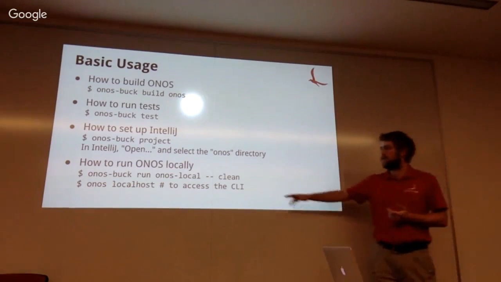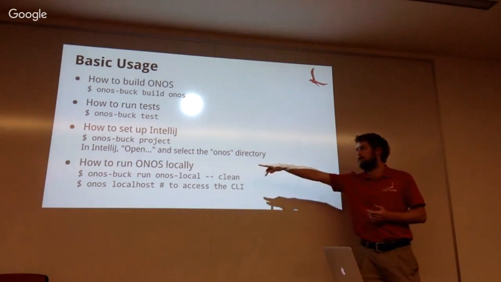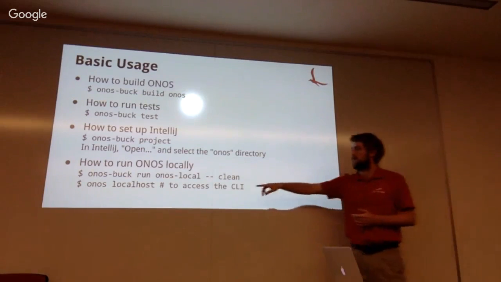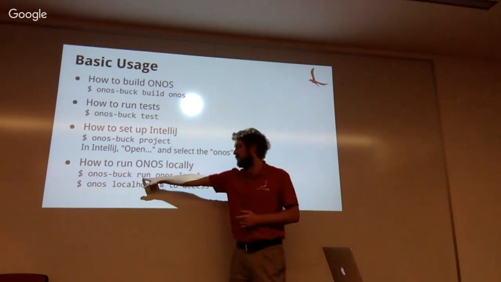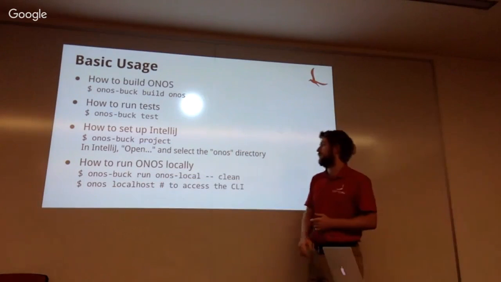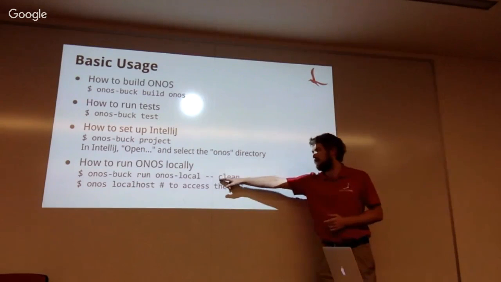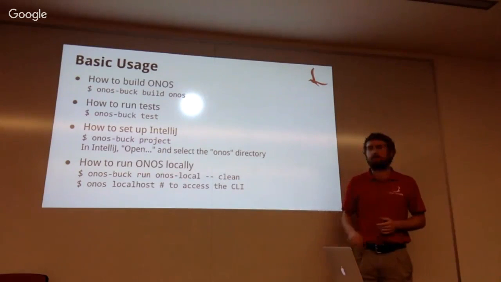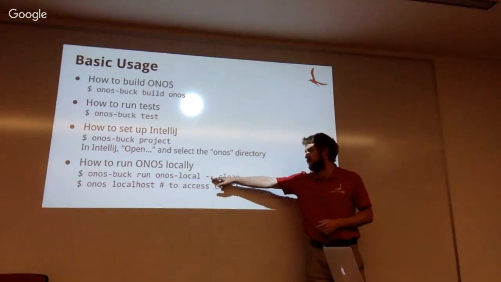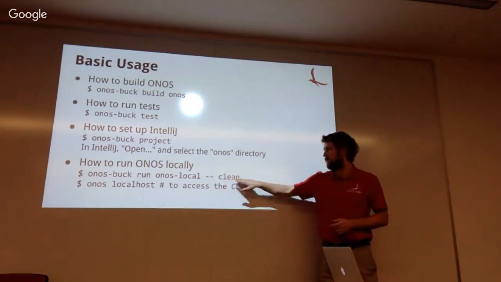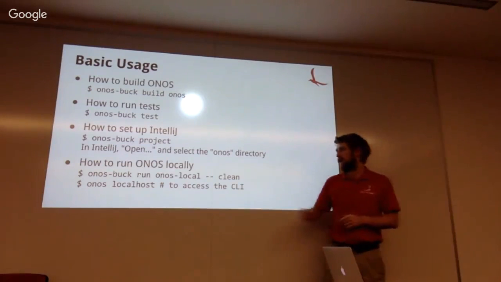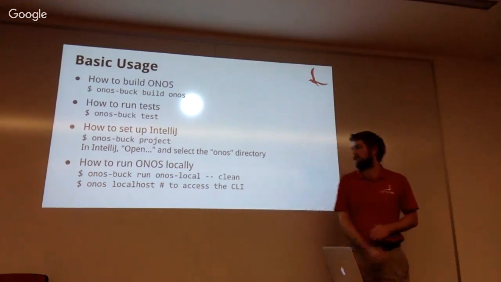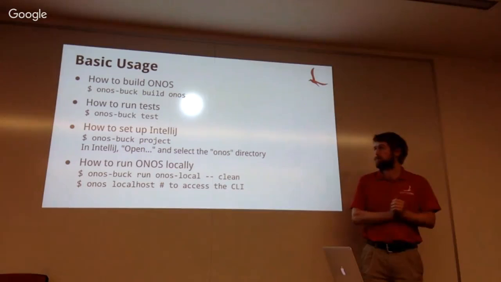And then to run ONOS locally, we have a script, Buck run ONOS local. So this is an executable file target, and then this just tells Buck to run the executable target. You can pass in the same arguments that you used to pass into ONOS carafe after the double dash. So -- space, clean, debug, whatever arguments you want to pass to carafe here. To access the CLI, ONOS localhost will do that.